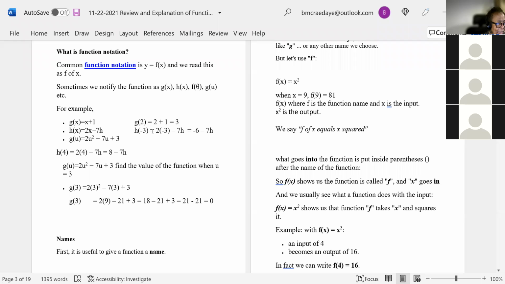-3. So h of -3 is 2. And now for the x, I put -3. 2 times -3 minus 7h. Multiply 2 times -3, get -6. And then just write in my minus 7h. So h of -3 is -6 minus 7h.